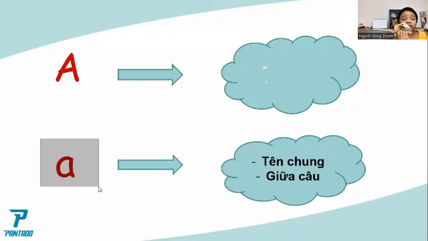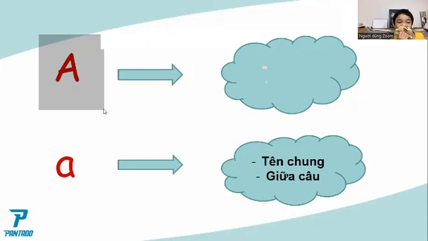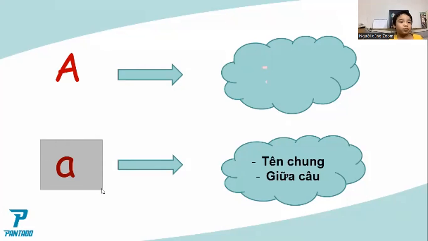Okay, let's go back to our lesson now. What letter is it? Very good. It's A. Is it small or big? Big. Okay, this is small letter A. What about this one? Is it small or big? Big. Okay, big. You say big letter A. Very good. What about this? Small letter A. Very good. That is correct.